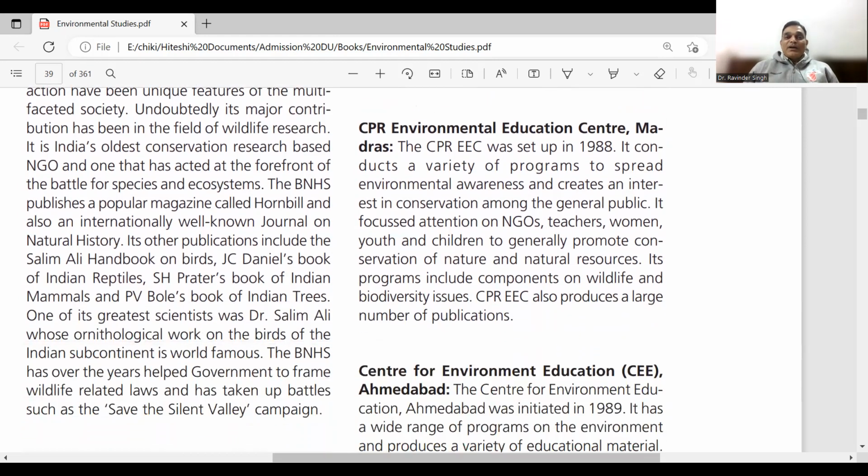The next one is CPR Environmental Education Centre, Madras. The CPREEC was set up in 1988. It conducts a variety of programs to spread environmental awareness and creates an interest in conservation among the general public. It focuses attention on NGOs, teachers, women, youth, and children to generally promote conservation of nature and natural resources. Its programs include components on wildlife and biodiversity issues. CPREEC also produces a large number of publications.